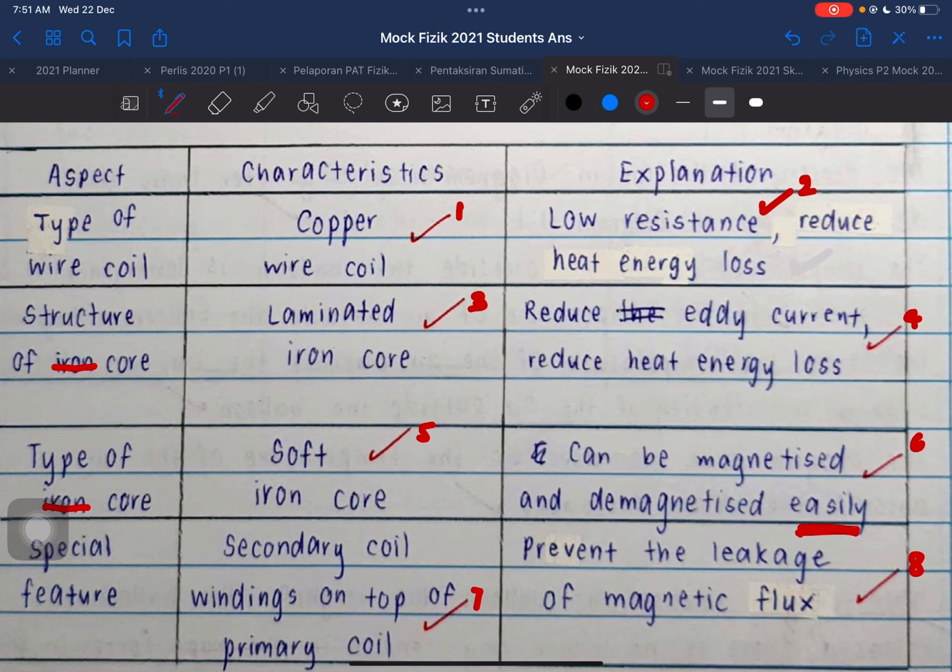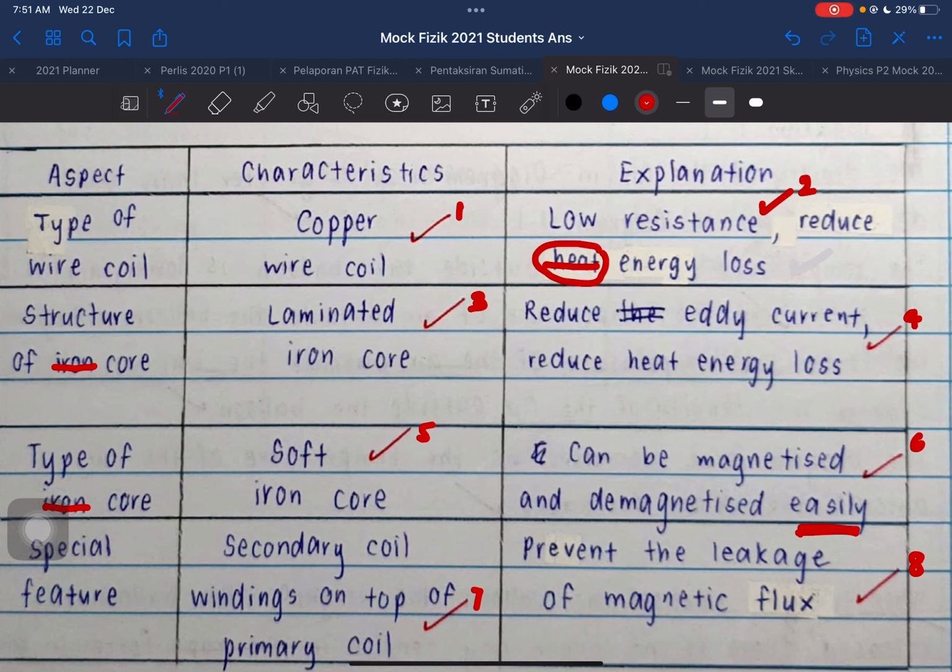Don't write this. What I mean is, if you want to write a characteristic type of wire coil, don't write copper wire coil. Just write low resistance. If you want to lengthen your answer, you write reduce energy loss. So don't write this, just write reduce energy loss. It means reduce energy loss in terms of heat. So the energy loss will be in terms of heat. Okay, so just write reduce energy loss.